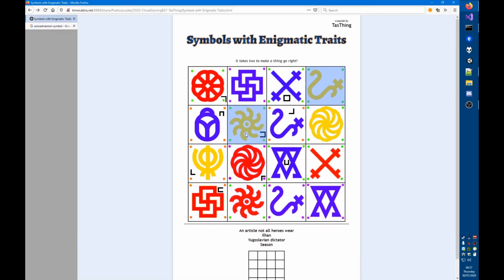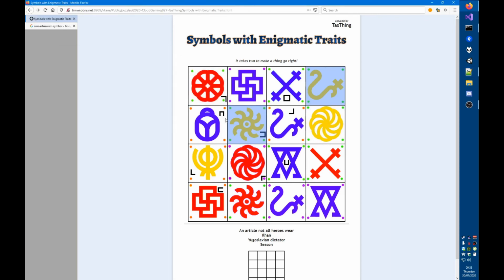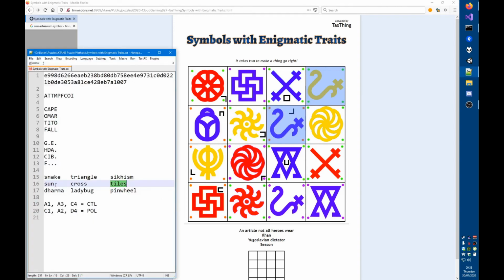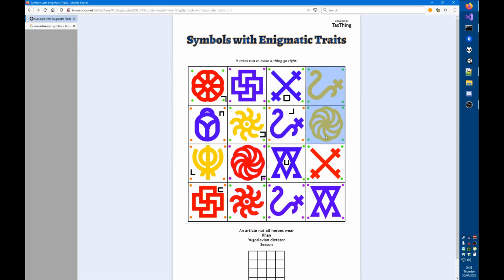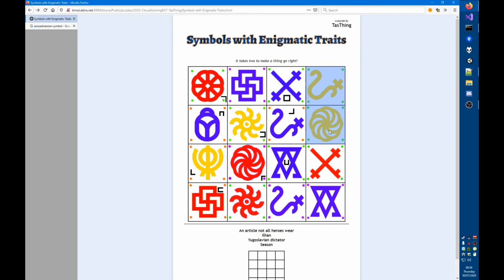Excuse me. Snake and sun requires Dharma. That would be this one. Aha! Bingo! That is also a valid... No, wait, that's not Dharma, that's pinwheel. This one is Dharma, and that's not yellow. So that doesn't work. We have 2 snakes. That requires a third snake. We don't have that in red. Snake and pinwheel requires cross. We don't have that in yellow.